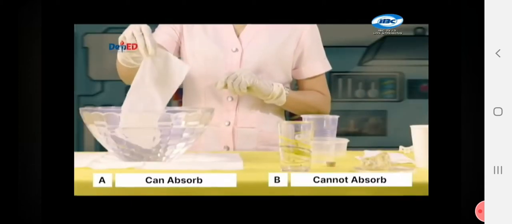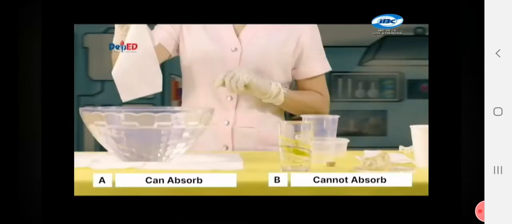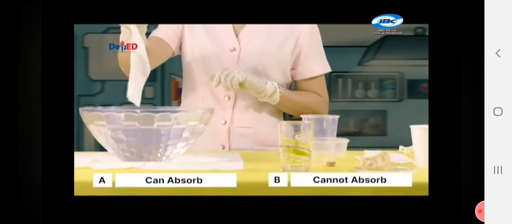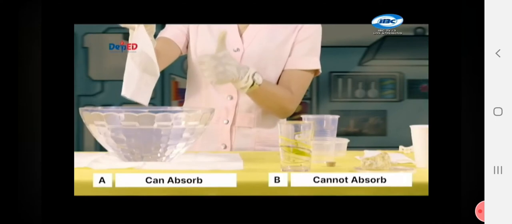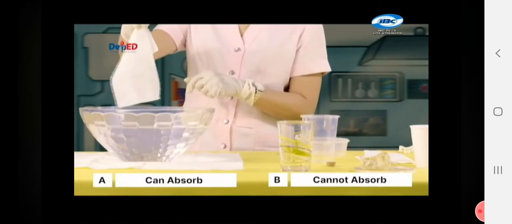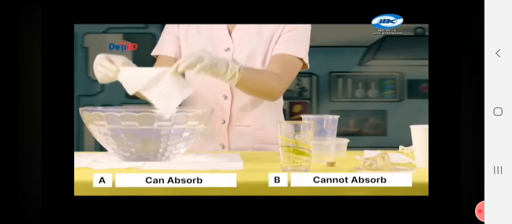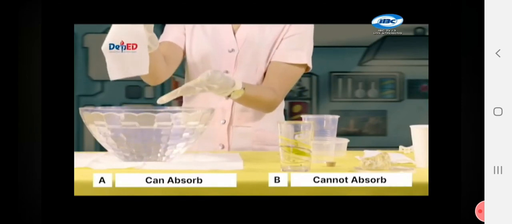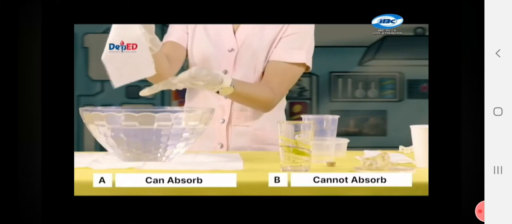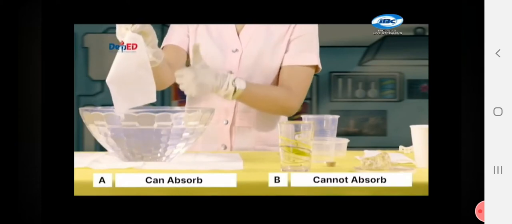If you have written paper towel under the column can absorb water, you are correct. A paper towel has tiny pores. It is a porous material and it absorbs water. Therefore, it has a special property called porosity.